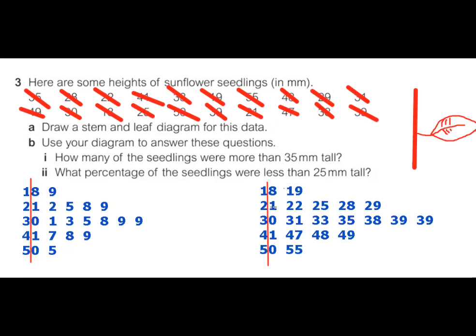Now, as I said, you can erase the stems from here, or you can rewrite the stem and leaf diagram without the stems in every single leaf.